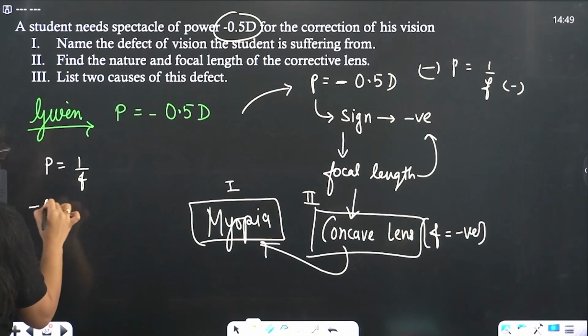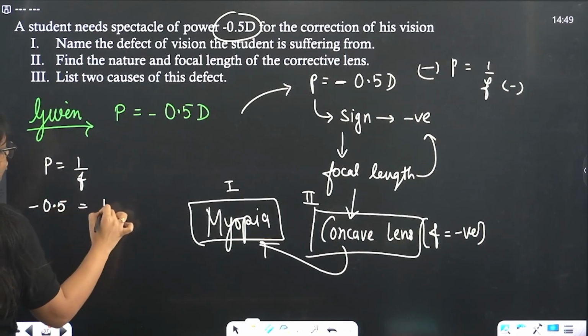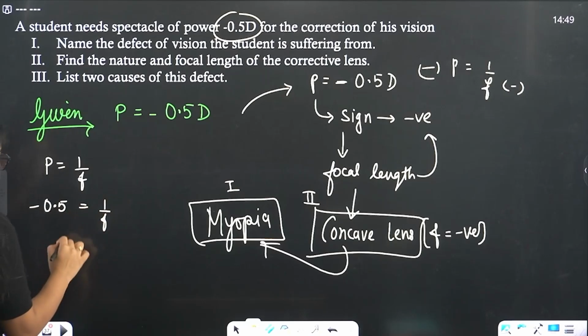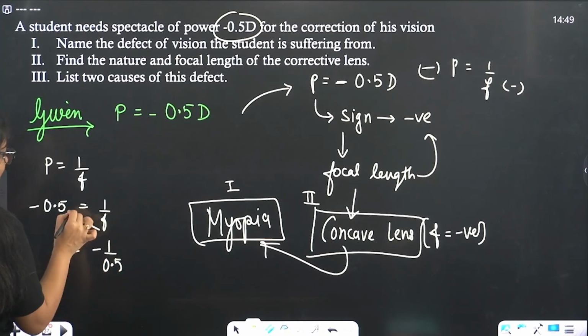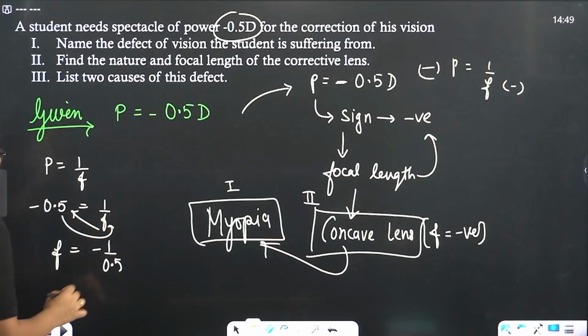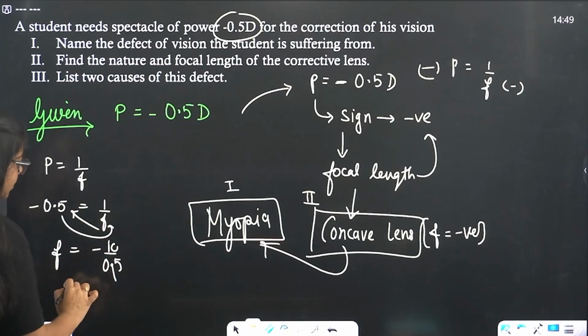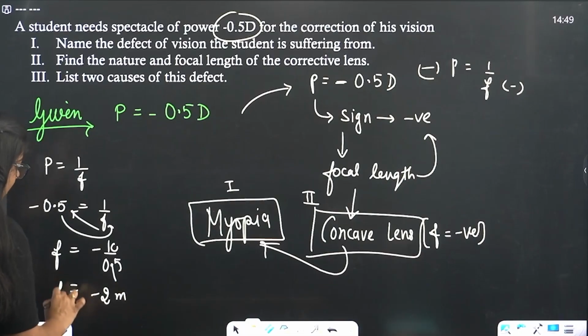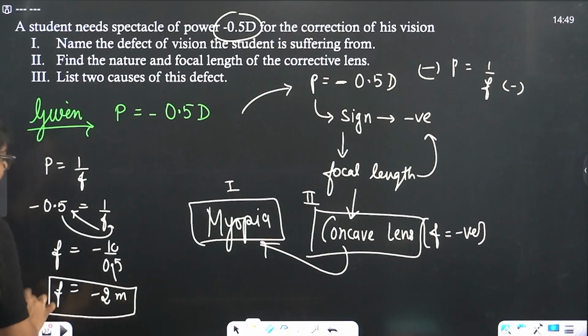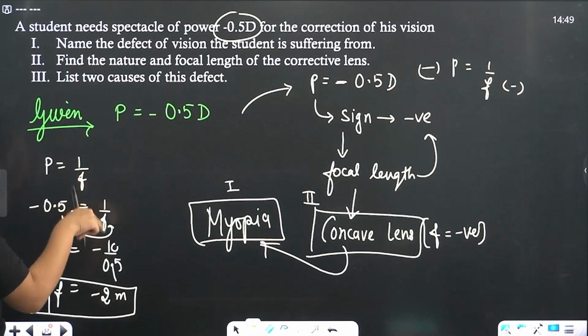So, minus 0.5 diopter equals 1 by f. If you just cross multiply, f will come here. This will be minus 1 by 0.5. F will come here, 0.5 will go here, right? So, this will be 10 by 5. So, minus 2 meters. Make sure you don't write centimeter because this is diopter. 1 by f is meters.